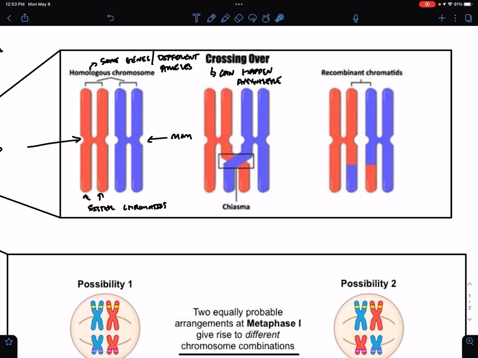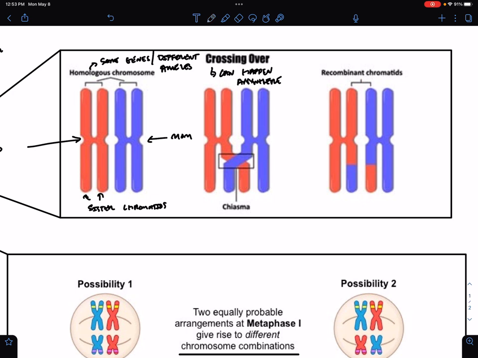So now you've created a new chromatid here that has all the same genes on it as before, but now this combination of alleles is not the same as this one. So were you to look at this chromatid compared to this chromatid now, they're not clones anymore. This has a new segment of alleles on it.